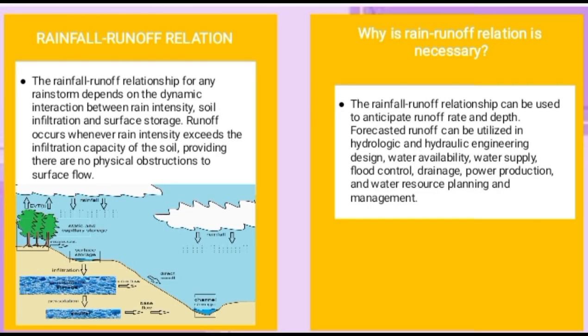Now let's move on to the rainfall runoff relation. The rainfall runoff relationship for any rainstorm depends on the dynamic interaction between rain intensity, soil infiltration, and surface storage. Runoff occurs whenever rain intensity exceeds the infiltration capacity of the soil, providing there are no physical obstructions to surface flow.